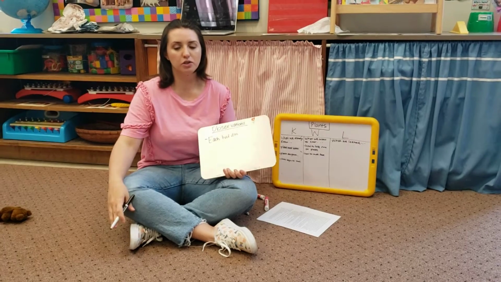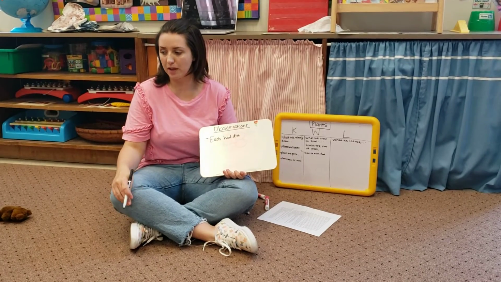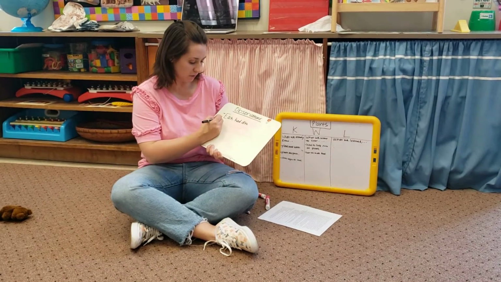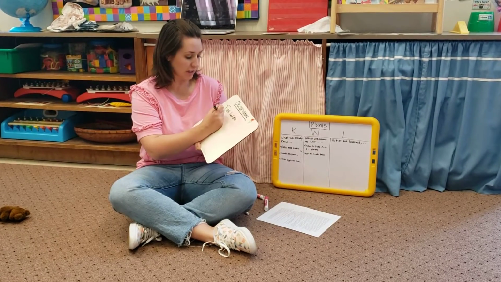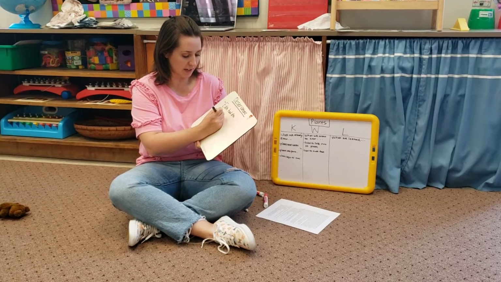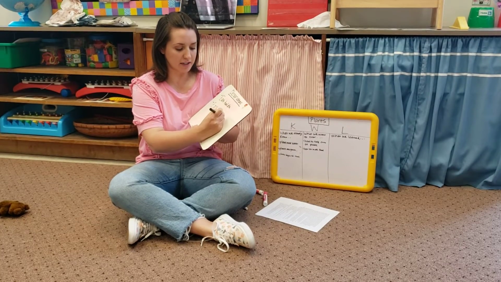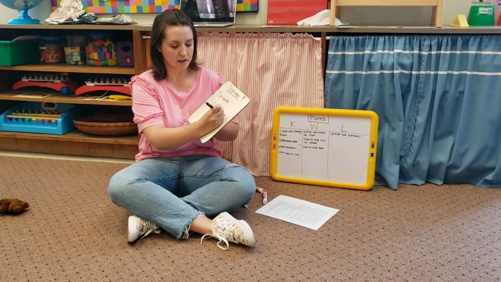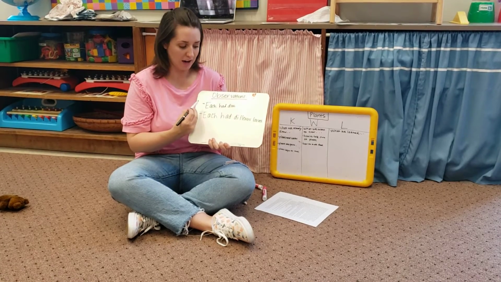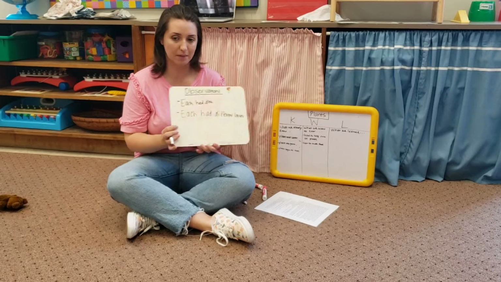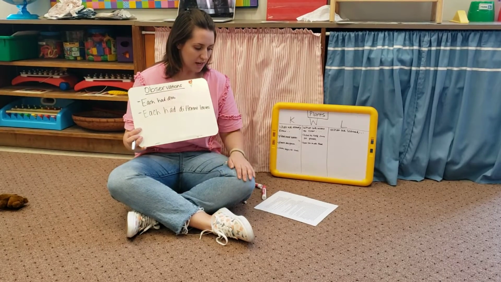Okay, let's go to blue group. Blue group, are you ready to share something that you observed? Okay, each had different leaves. They're right, they all had different leaves. So we found that some had similarities and some had dissimilarities. That's right, they were a little different.